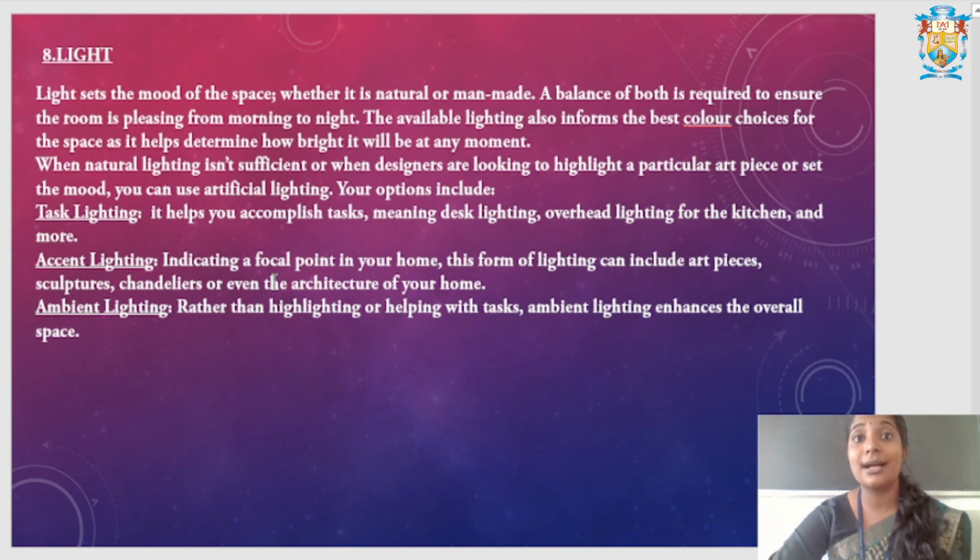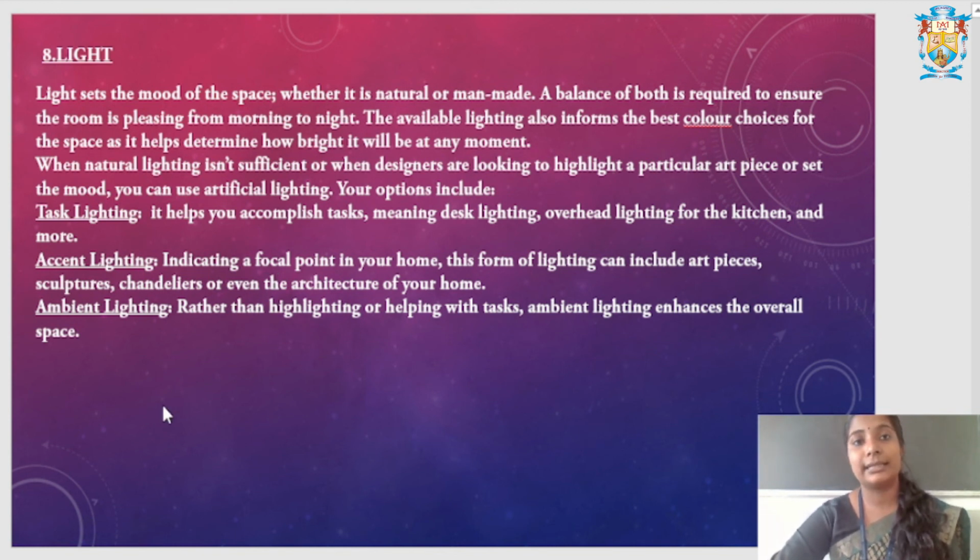Let's see what is task lighting. It helps you to accomplish tasks, meaning like desk lighting, overhead lighting for a kitchen or more. For example, for reading a book, task lighting. So that is very important on a bedside table or near the sofa to read.